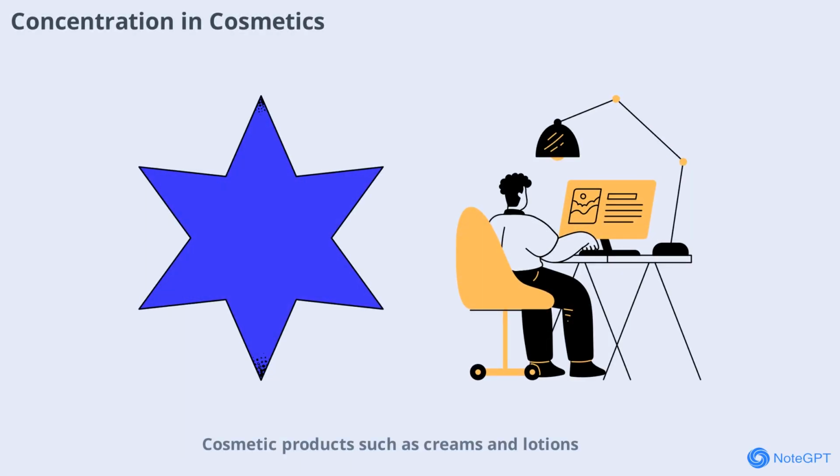Cosmetic products such as creams and lotions require precise concentrations of active ingredients to be both effective and safe. Chemists carefully measure and mix these ingredients to create products that deliver the promised results without causing harm.